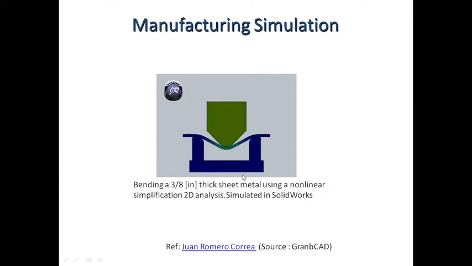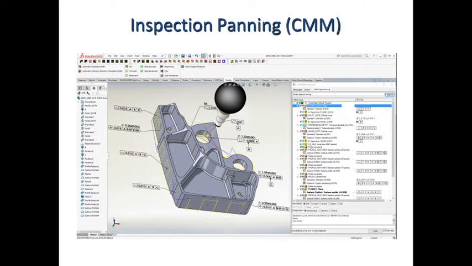So you can see this manufacturing simulation bending a 3 by 8 inch thick sheet metal using a nonlinear simplified 2D analysis. So this is again simulated in SolidWorks. You can see this video here. This has been referenced from GrabCAD, and this is the GIF that has been prepared to showcase the importance of manufacturing simulation.